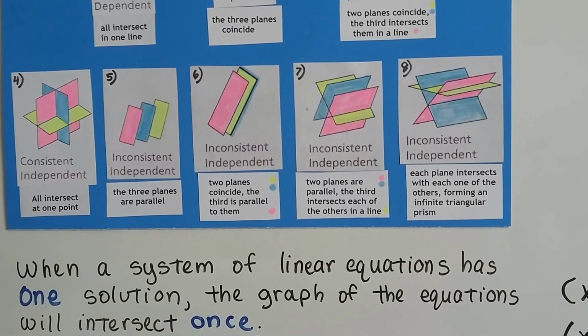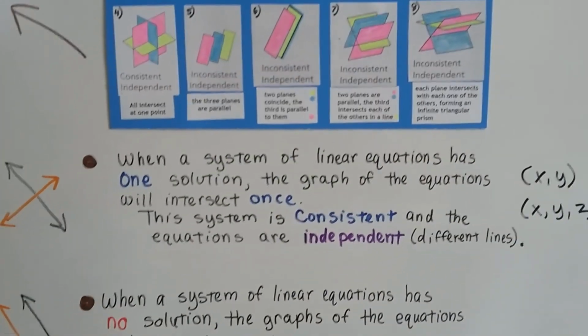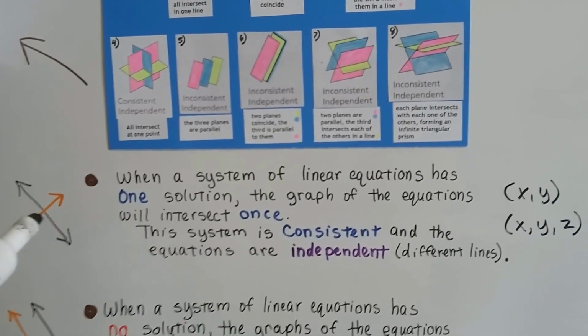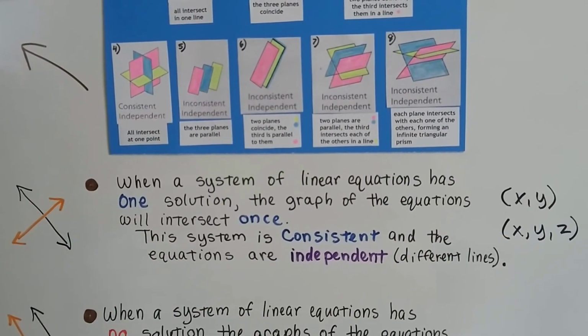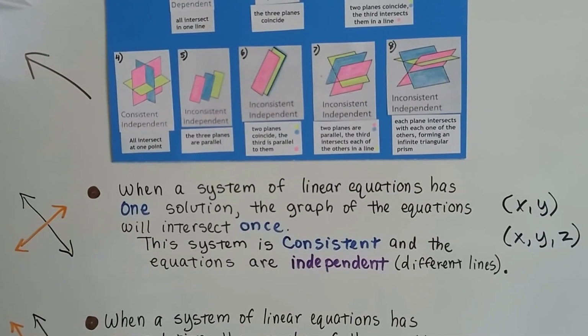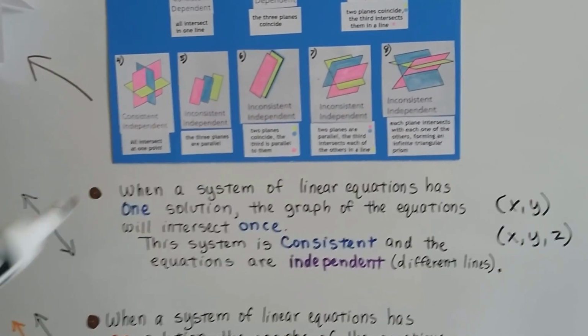See that? When a system of linear equations has one solution, the graph of the equations will intersect once, like right there. This system is consistent and the equations are independent. It means they're different lines. So it's like this line says, I'm going to the mall, and this line says, well, I'm going to go watch a movie.